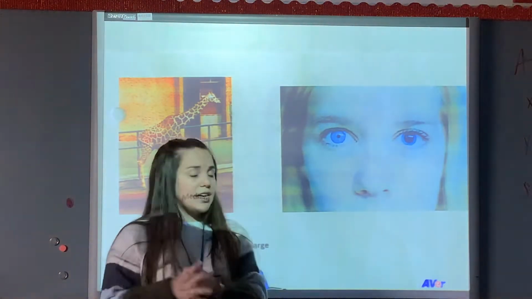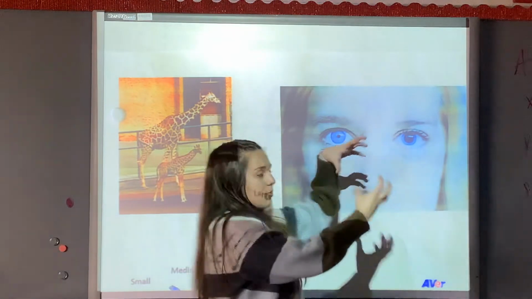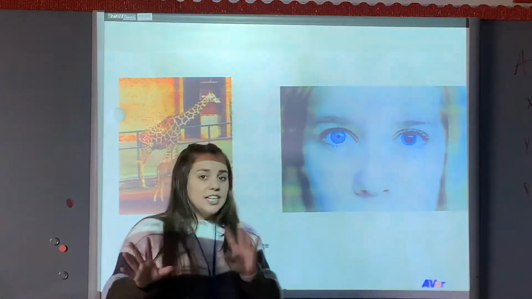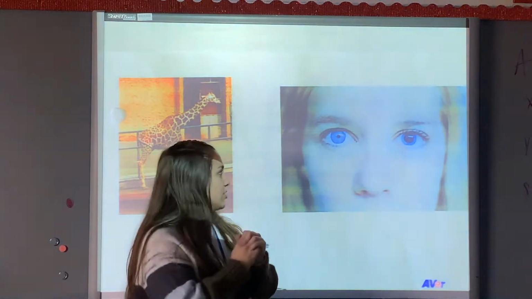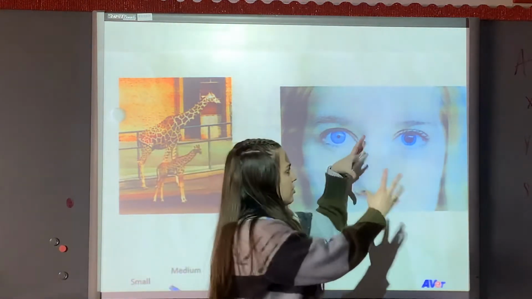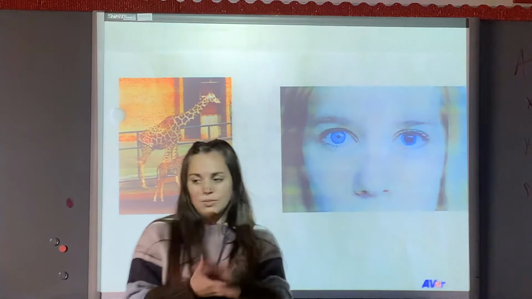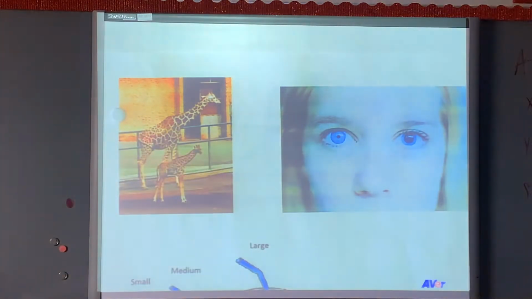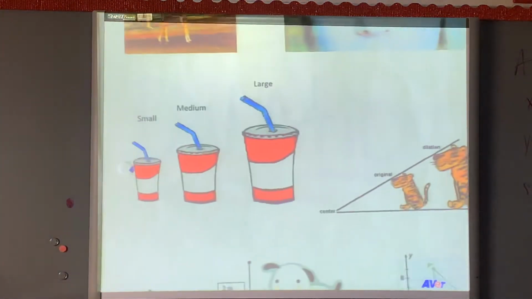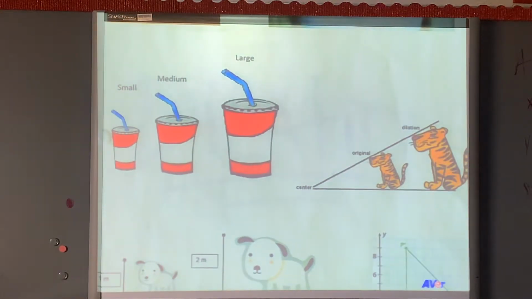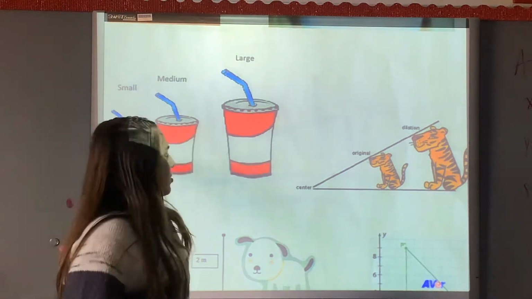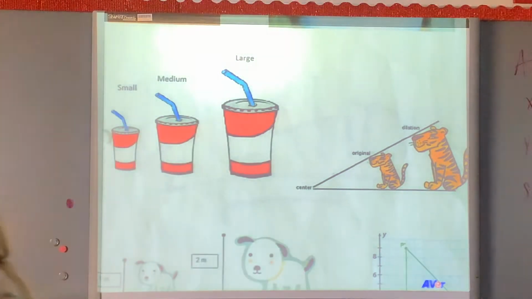So a dilation can either be enlarging or reducing in size. It does not change the shape. No matter what happens, your pupils stay a perfect circle, and they either get larger or smaller, but they stay a circle. Okay, so here are some other examples of dilation. When you get a fountain drink from the corner store or a fast food place, a small, medium, large are all kind of dilations of itself.